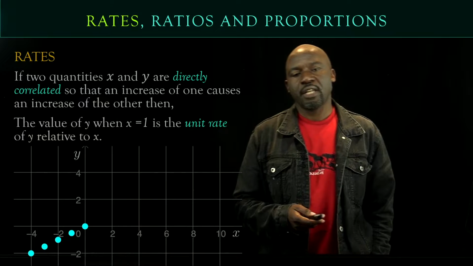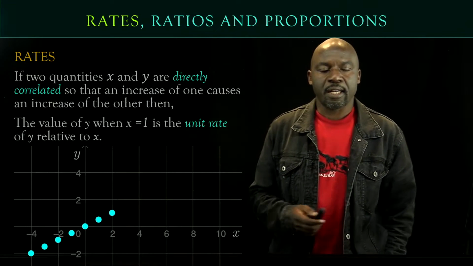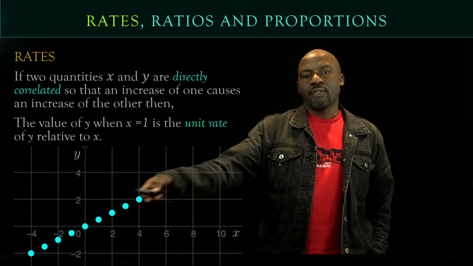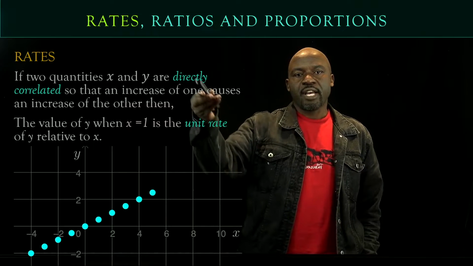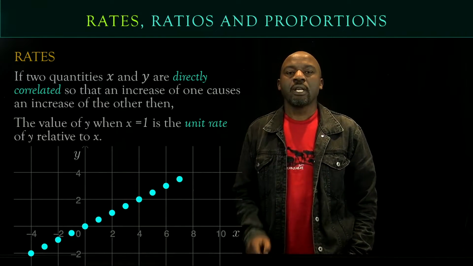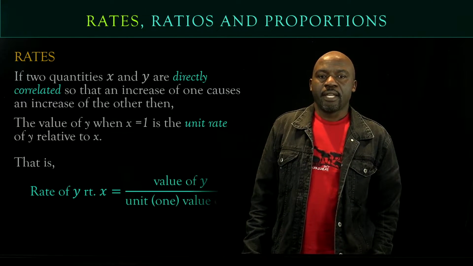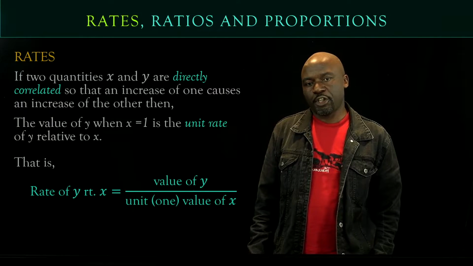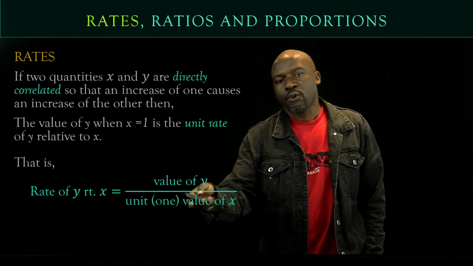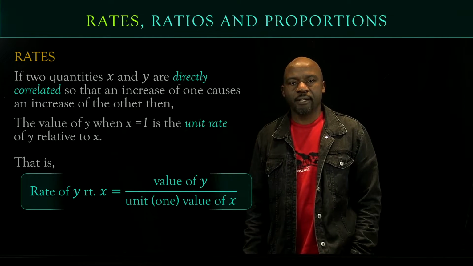Another way of determining the unit rate, of course, would be to simply find the gradient of this line. And at this stage, all of us know how to find the gradient of a straight line. So the line needs to pass through the origin for them to be directly related or directly correlated. Here is what we are talking about. That is the rate of y relative to x, the value of y for a unit value of x. We are going to look at examples right now.